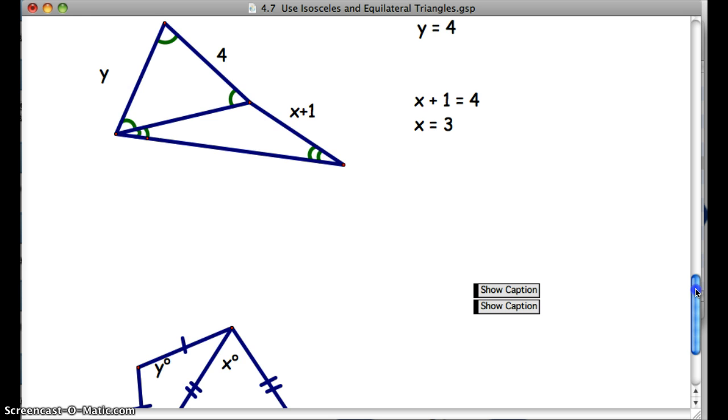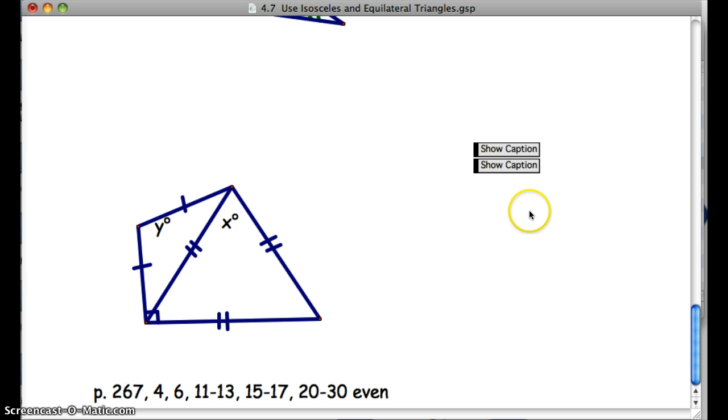One more basic example. Let's take a look here. Here we have a right angle. Now we have what kind of triangle right here? Excuse me, looking at the wrong angle. Keep clicking on the wrong things.